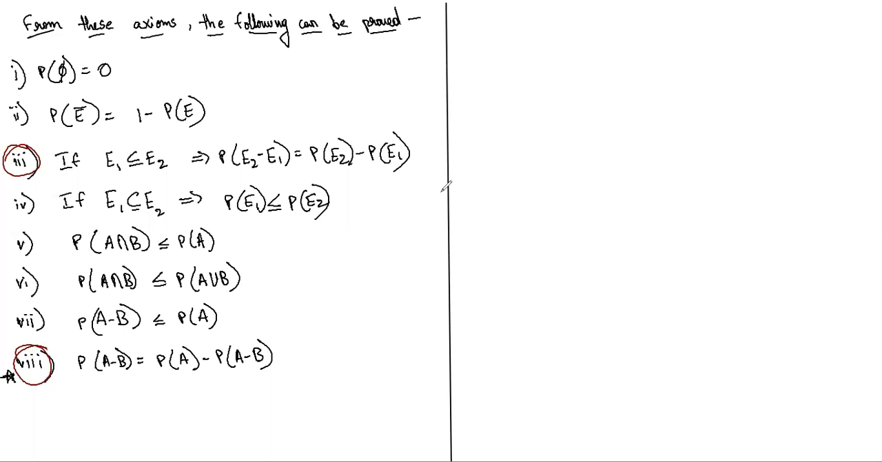So let us look at the proof of the 3rd one. It is saying that if E1 is a subset of E2, this means subset, I hope everyone knows, then we have to prove that probability of E2 minus E1 equals probability of E2 minus probability of E1. This will not always be true. This will only be true in this condition. So how to prove this?